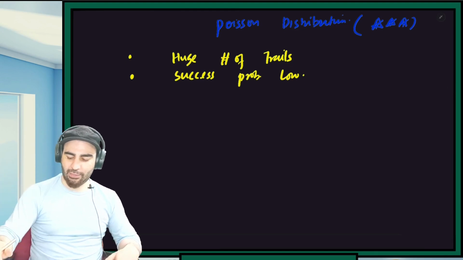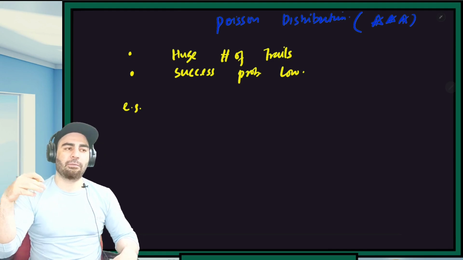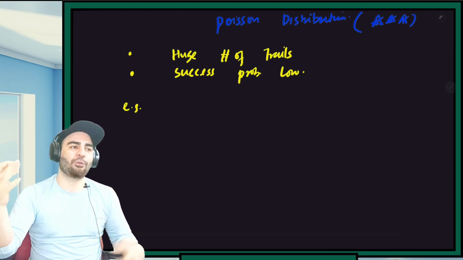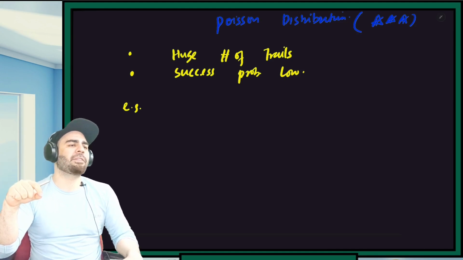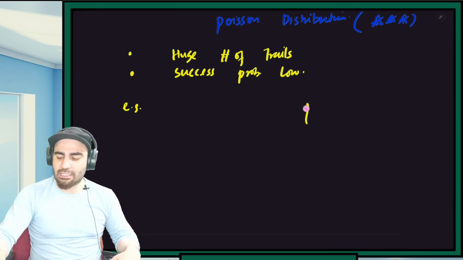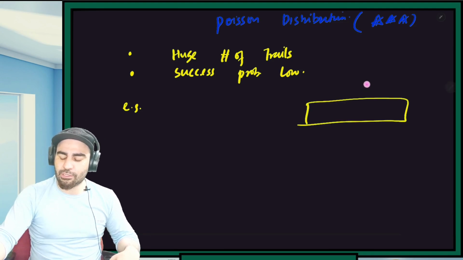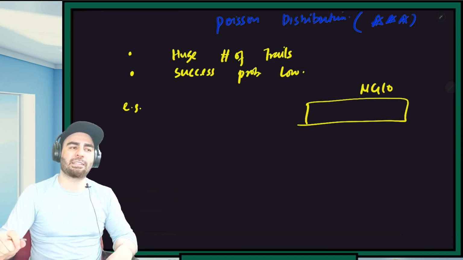Let me give you an example: the number of accidents on a road. A lot of vehicles are traveling there, but the accident probability is quite low, probably 0.01. Let's suppose I name that road, say road number MG10, something of this sort. This is my road, and I want to compute the number of accidents that will happen there.